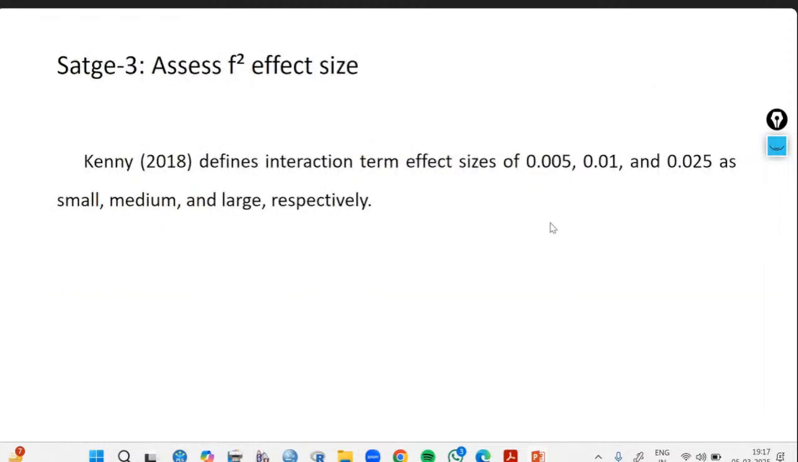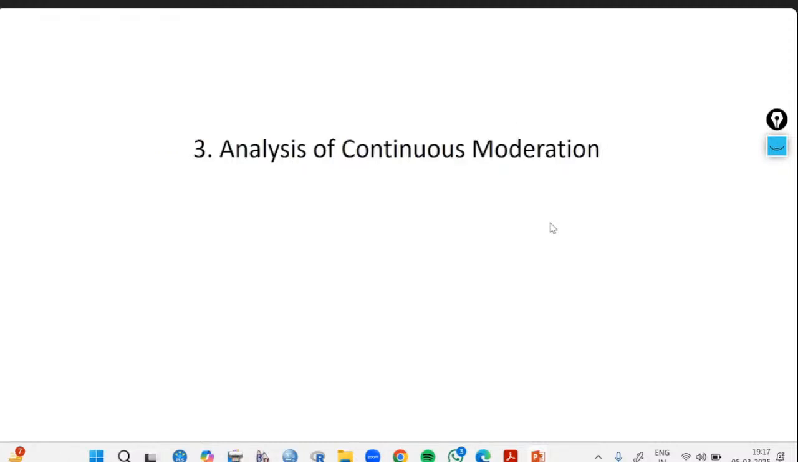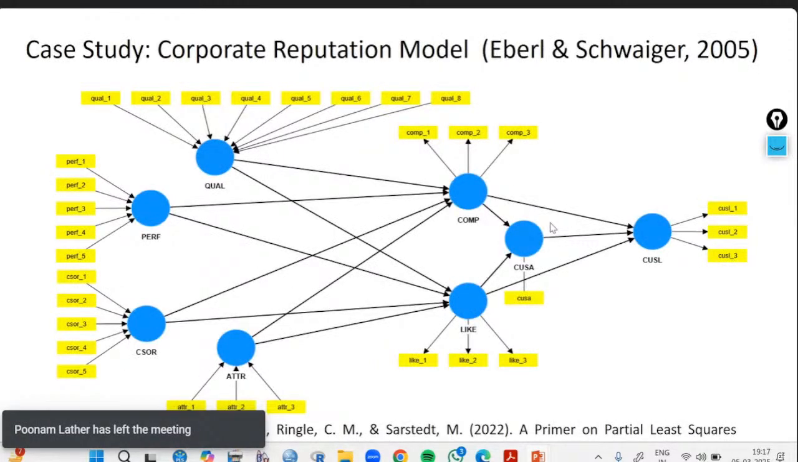Then the effect size f square. For the interaction term, effect sizes of 0.005, 0.01 and 0.025 we treat as small, medium and large effect size. If it is greater than 0.025, then how to evaluate or analyze the model?